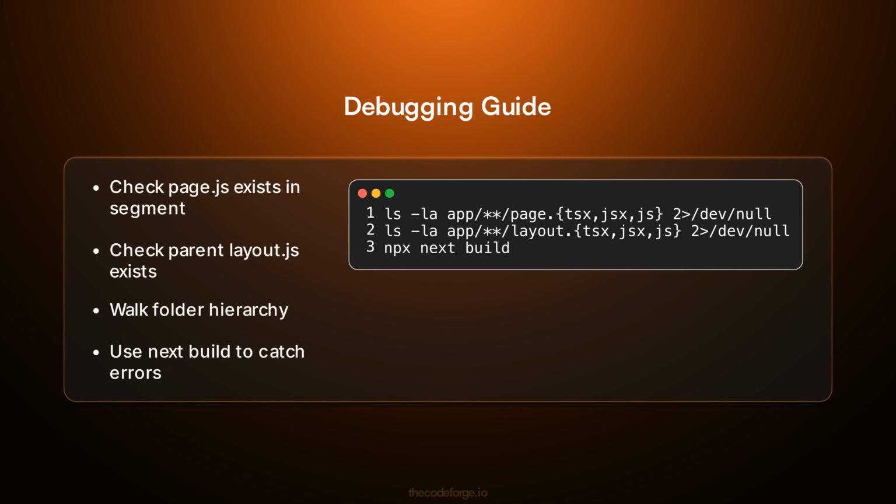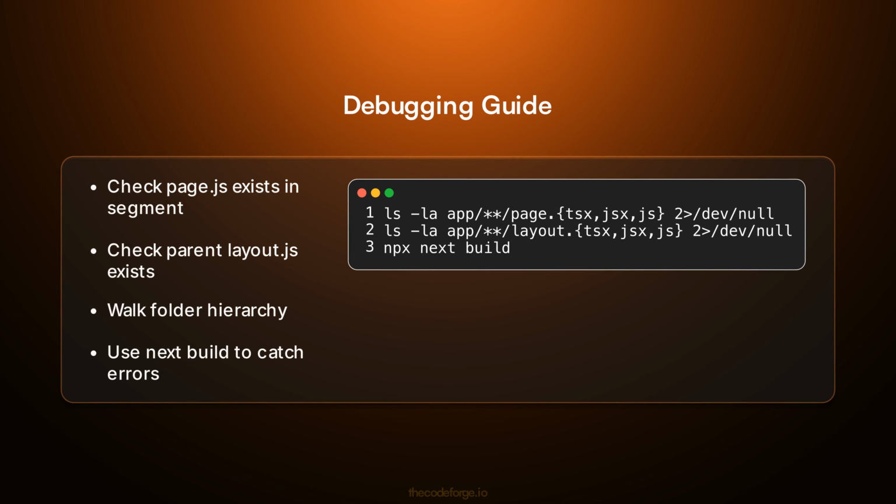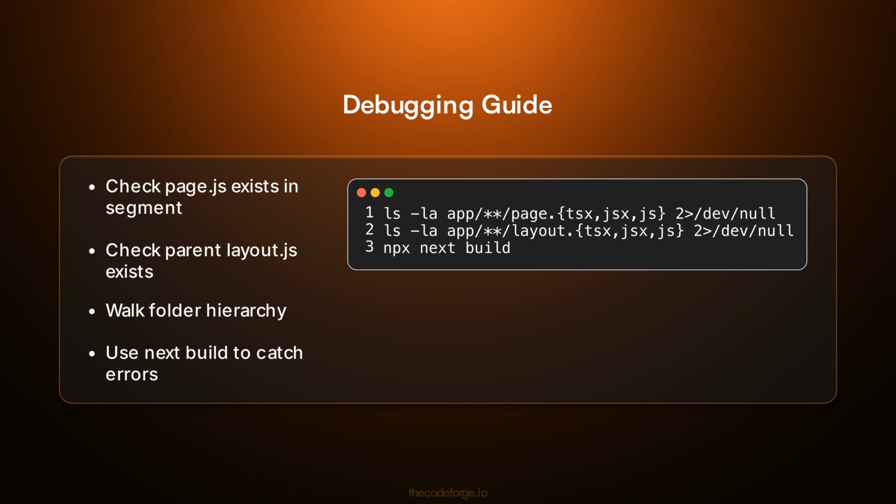To debug 404s, first check if page.js exists in the root segment. Then walk up the folder hierarchy to ensure every parent has a layout.js. Run next build locally to catch missing layouts before deployment.